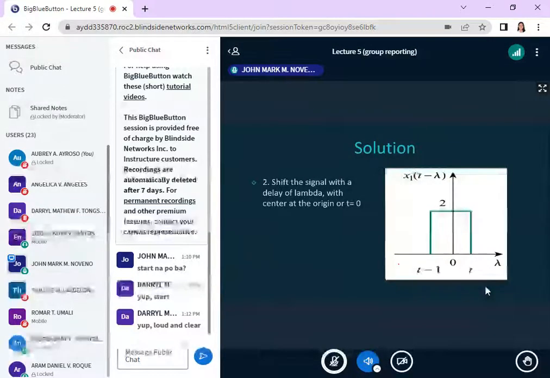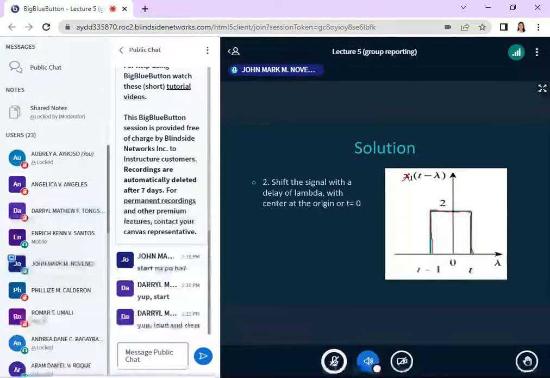And shift the signal with a delay of lambda with a center at the origin or t equals 2. So ang gagawin natin, parang i-complete lang natin yung signal natin kanina. Ito yung time reversal at andito yung time original. Pero, isasabihin natin siya as with a delay of lambda at nakasenter siya sa 0. So remember, x sub 1 lang yung ginalaw natin. Yung x sub 2 kanina, andun lang siya, hindi natin siya gagalawin.